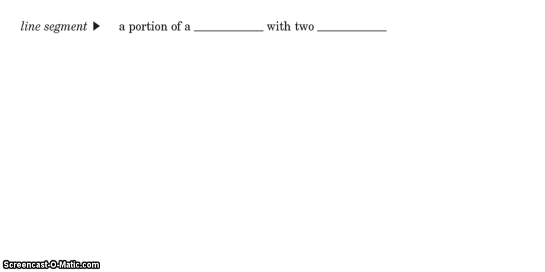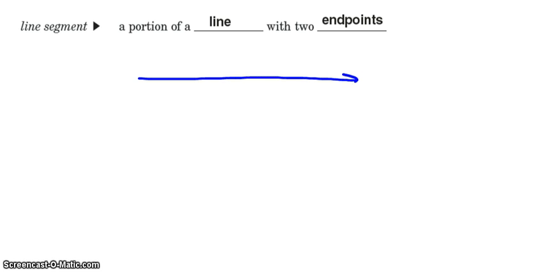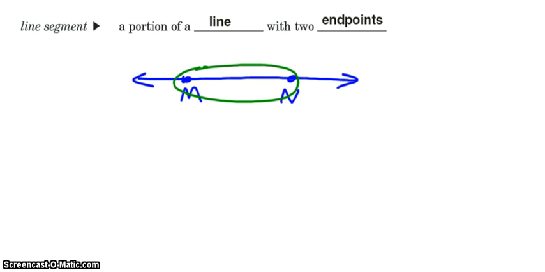The next definition is line segment. A line segment is a portion of a line with 2 endpoints. If we use the line that we used up above, line MN, a line segment is a portion of a line with 2 endpoints. So we are talking about this part right here. Let me redraw this. This would be line segment MN.